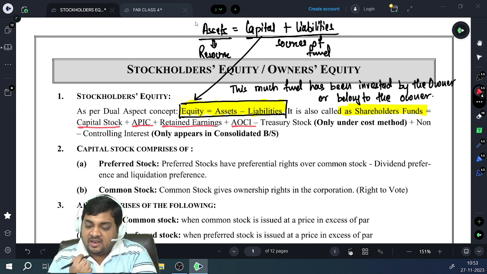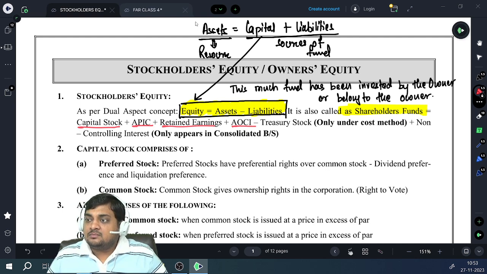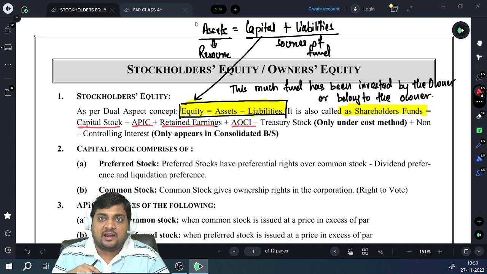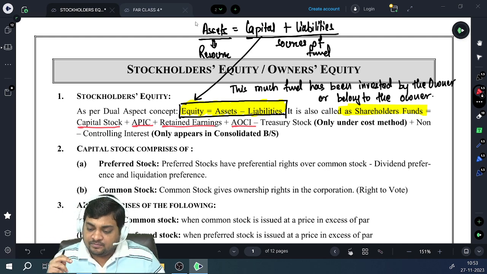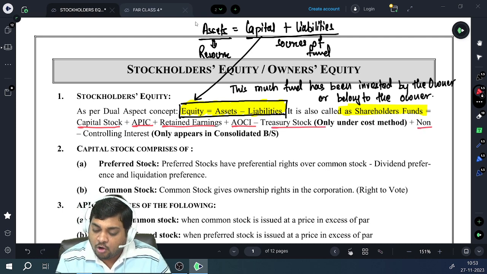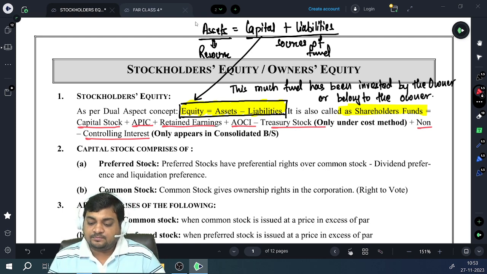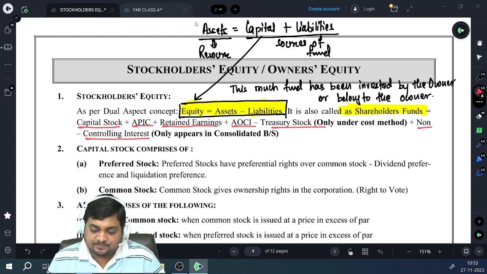Okay. And treasury stock means a company has purchased its own shares from the market, right? Just to decrease the number of shares outstanding, right? Then we have non-controlling interest, right? So each one of this we will explain you one after the another.